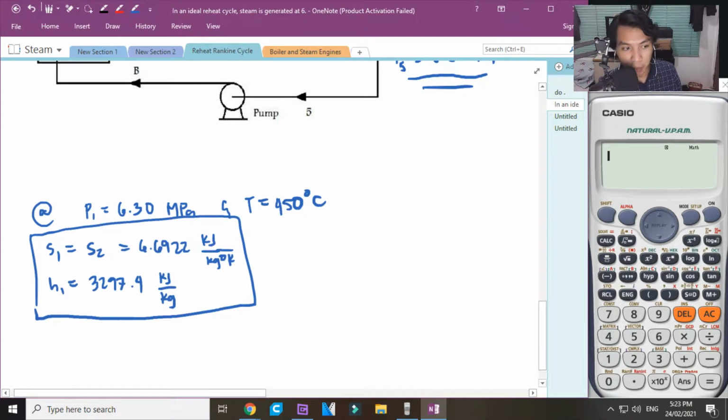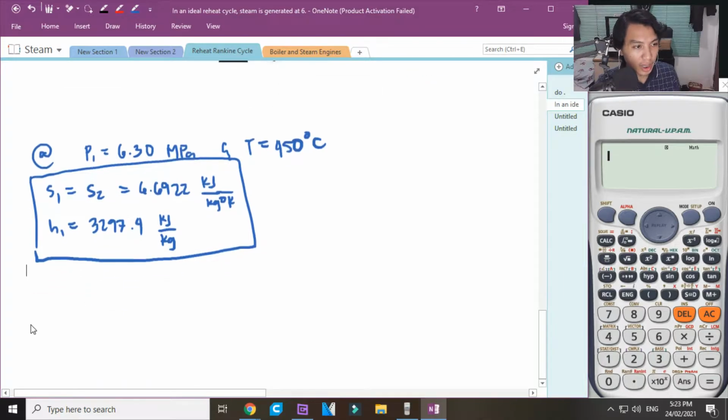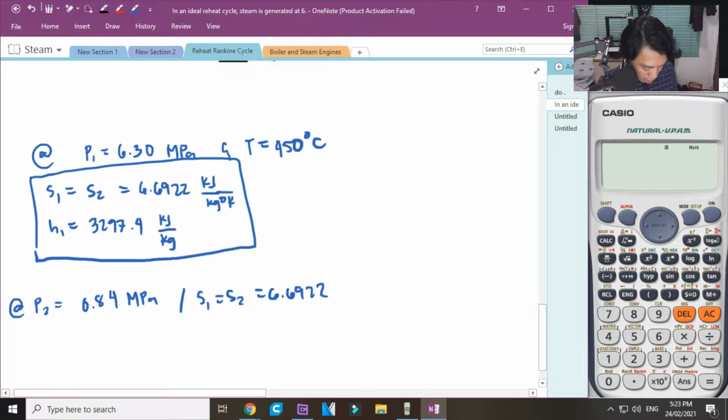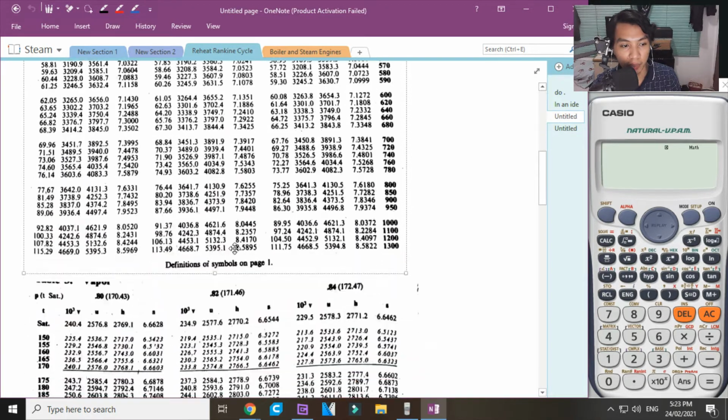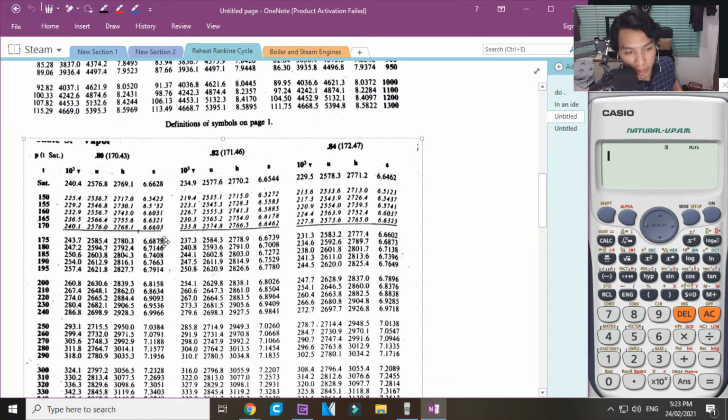Mamaya tuturuan ko kayo kung paano. Sa letter B, at pressure 2 is equal to, itinaas niya, di ba? Tinaas niya yung pressure 0.84 MPa. Tapos ang condition is S1 is equal to S2, 6.6922. Paano mo hahanapin yan? Superheated. Okay? Tignan natin dito. Sa anong table to? Table 3 pa rin yan. Hanapin natin. Yan. So, kunin ko tong table na to.